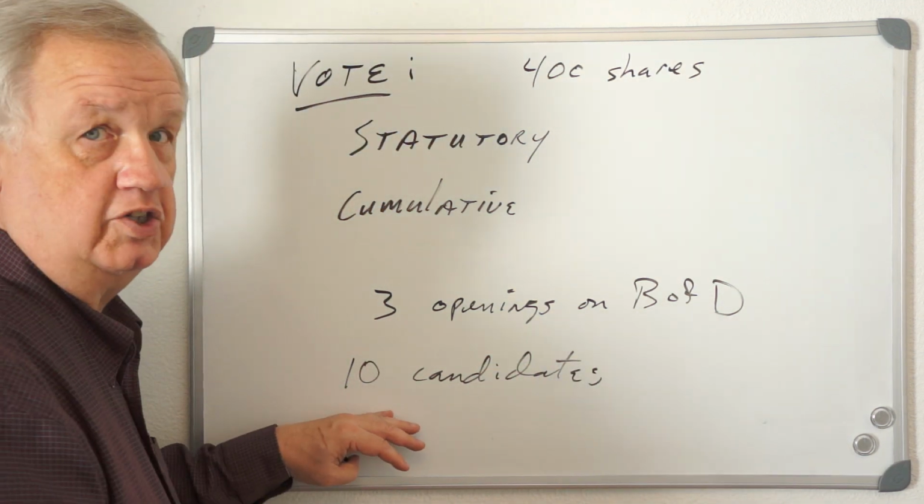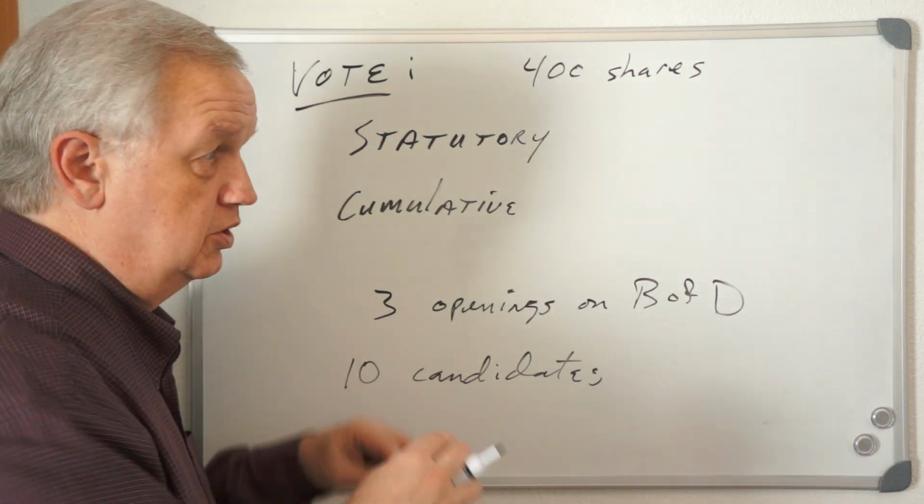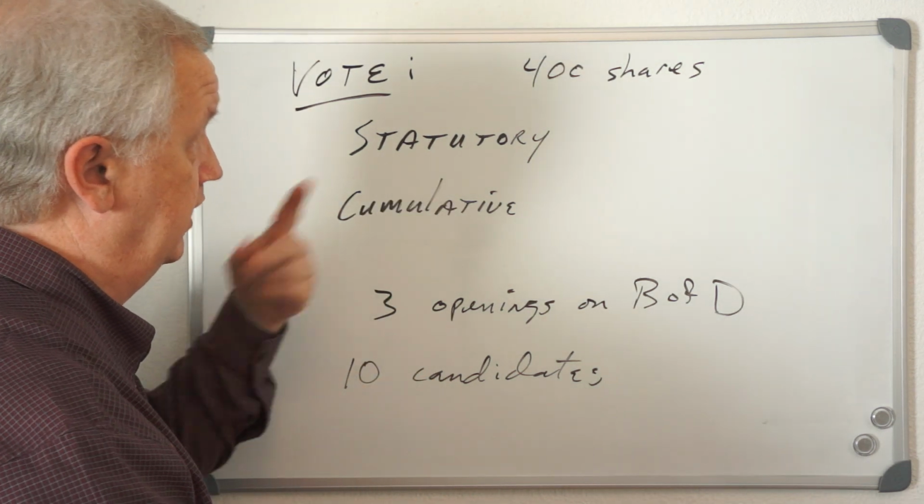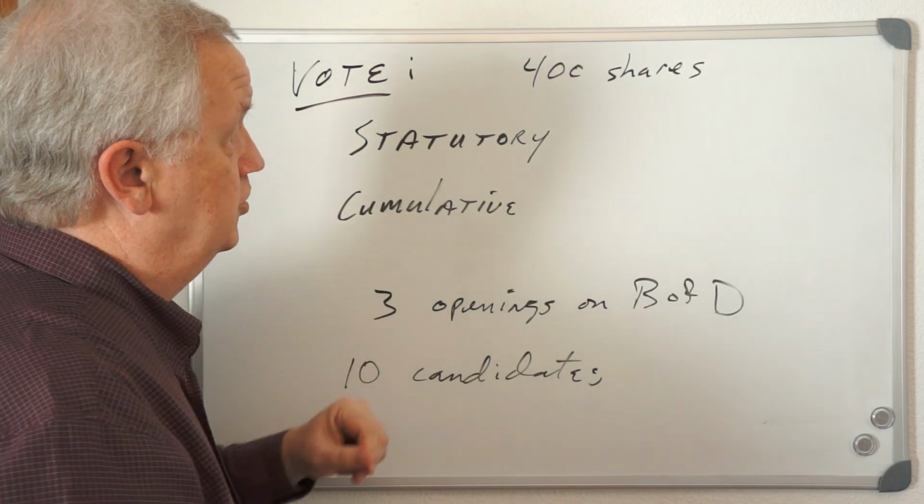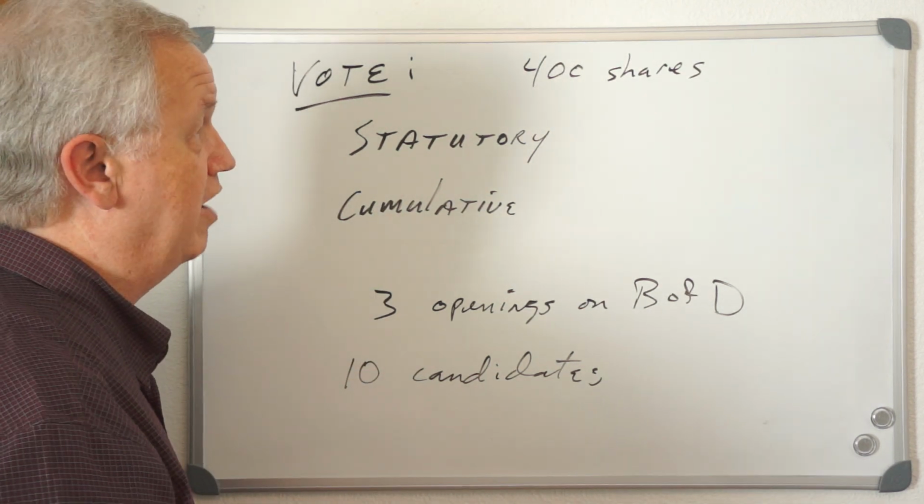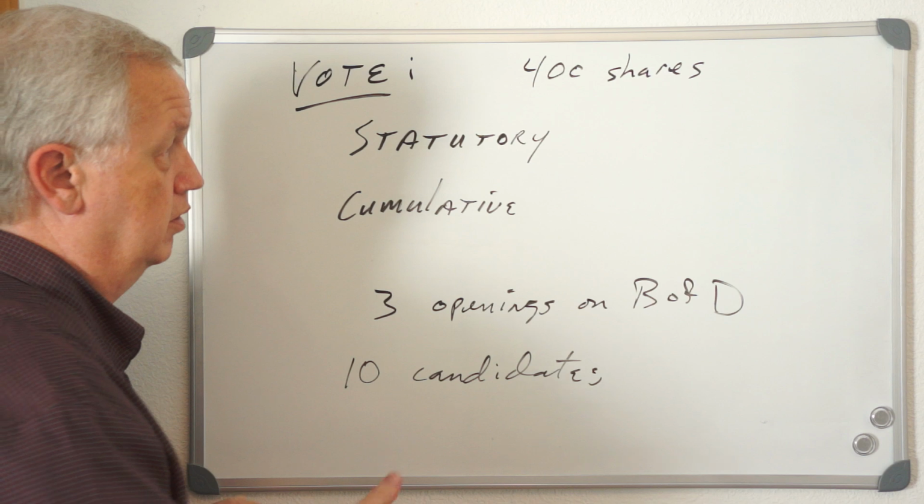Of these 10 candidates, you got to elect 3. So the top 3 vote getters are going to get in on the board of directors. You have 400 shares. You have 400 votes here.